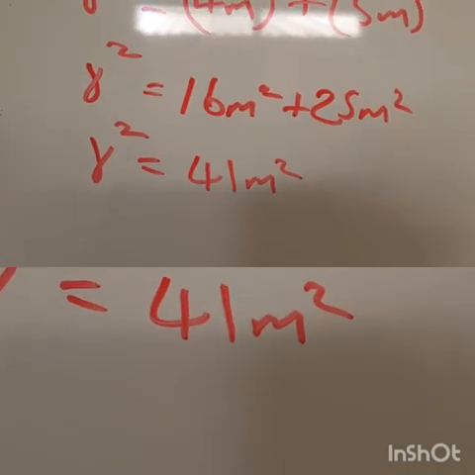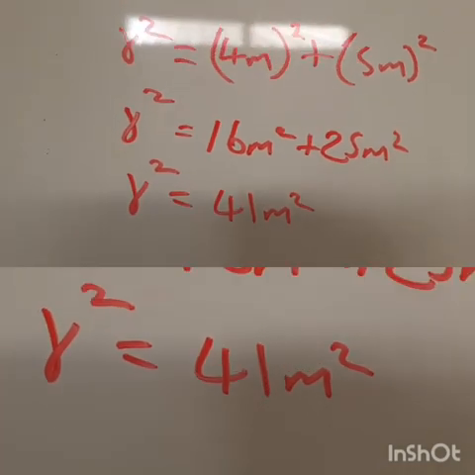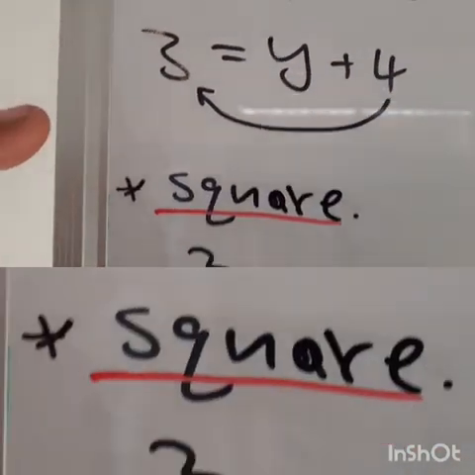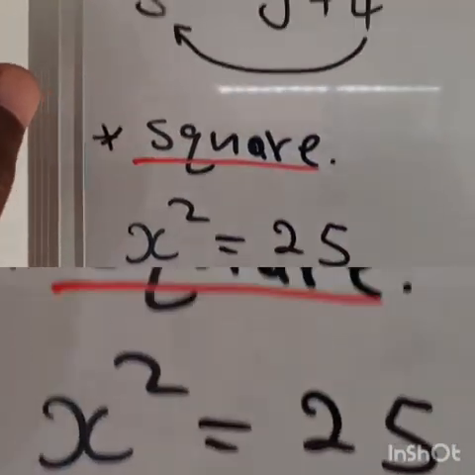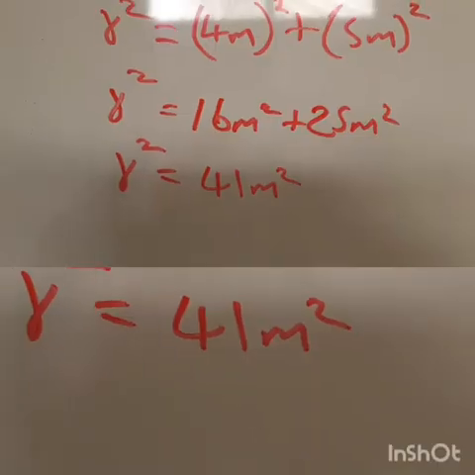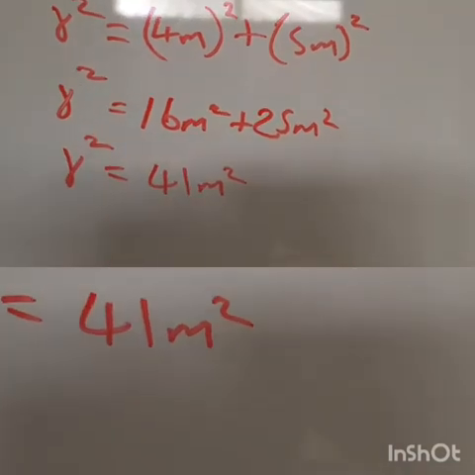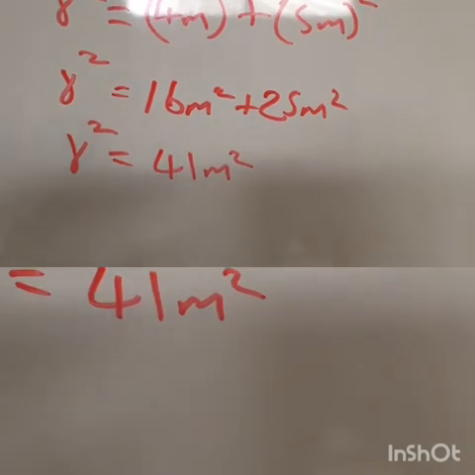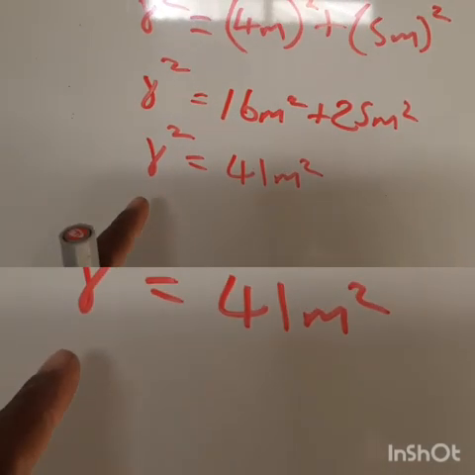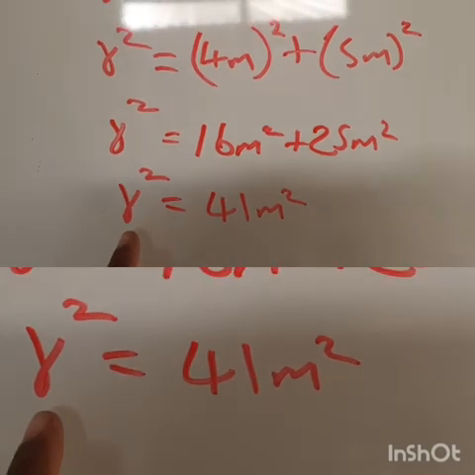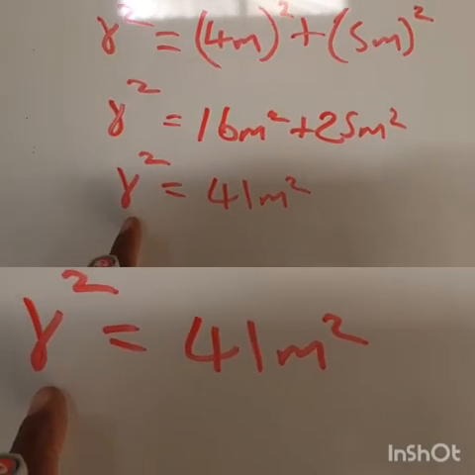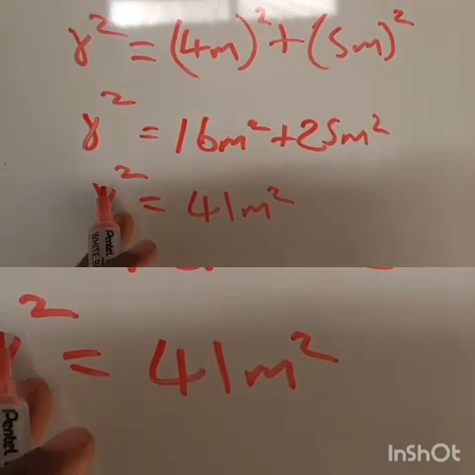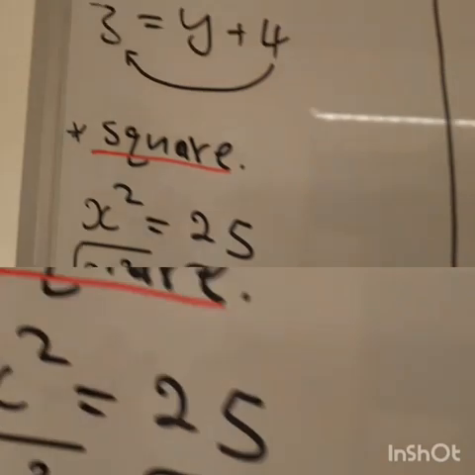Now we go back to our toolbox. You remember I said you need to know how to transpose and also how to deal with squares. In this case, we didn't have to transpose, because the variables are on one side and the numbers are on the other side. But we now have to deal with squares, so we go back to our toolbox.